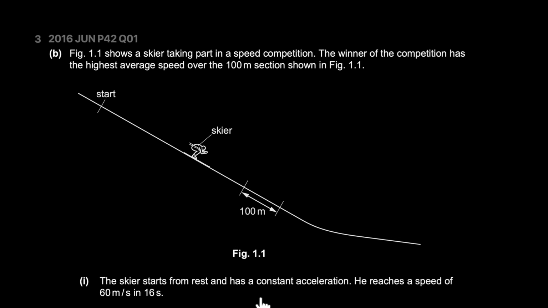The skier starts from rest and has a constant acceleration. He reaches a speed of 60 meters per second in 16 seconds. So at some point after 16 seconds, his velocity is 60 meters per second. So let's figure out what the question is going to ask us.